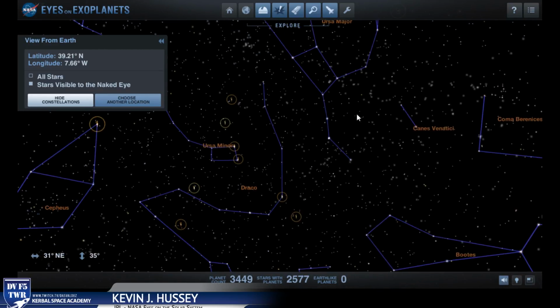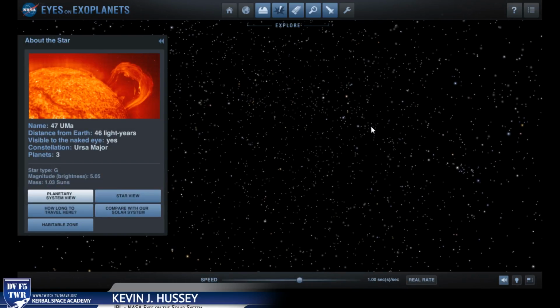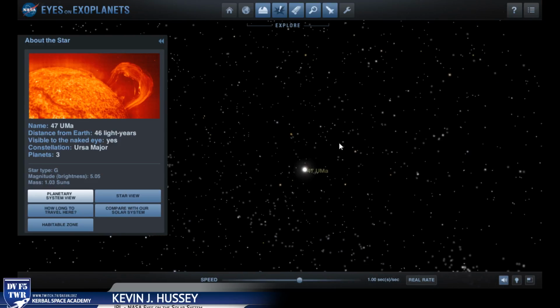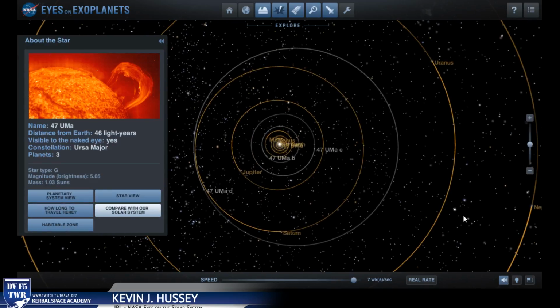So you look around, find something interesting, and then just click on it. And there you go, it's going to fly you there. You never know what you're going to get. The cinematic camera flies there. And here we go. How big is it compared with our solar system? The same. Now this gets interesting.